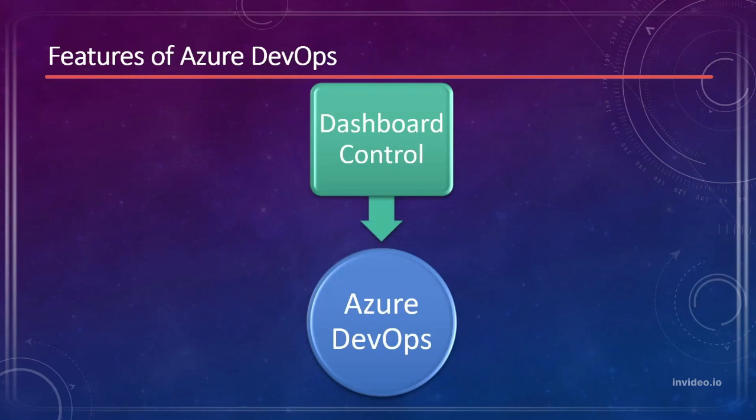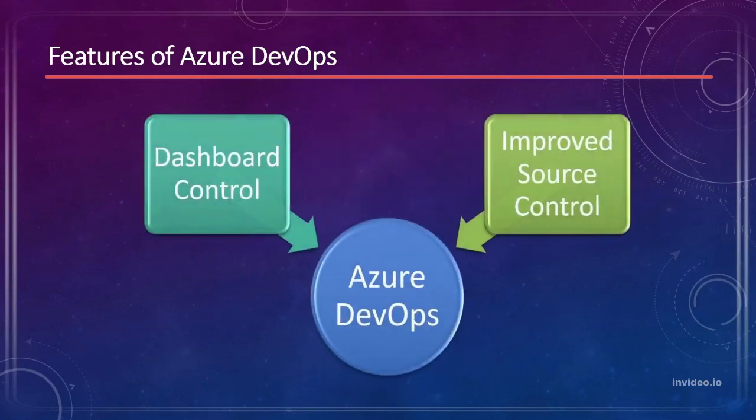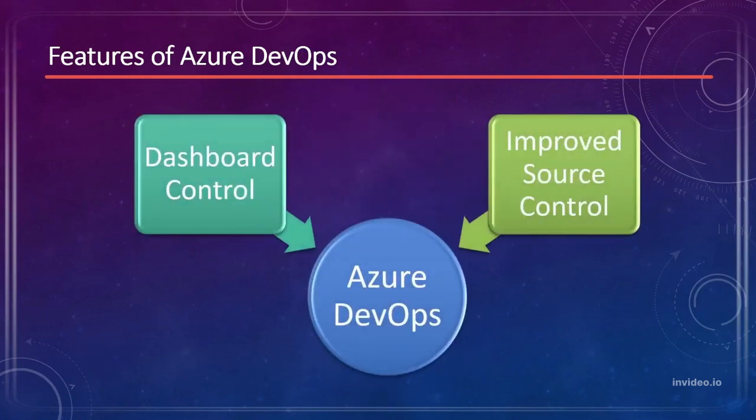Then we have improved source control. Git and Team Foundation Version Control, a centralized client-server system, are two prominent methods of source control supported by Azure developed solution to observe change history. You can add, manage Azure Git tags, reviews, downloads, and modify files.